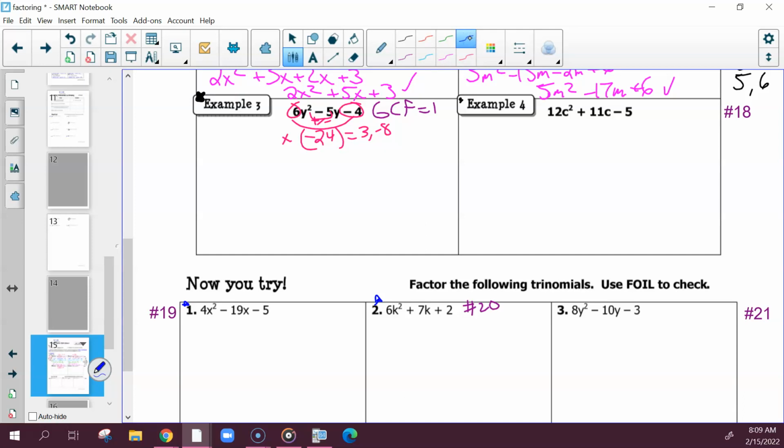So first and last term would stay the same. I'm going to put plus 3y minus 8y, and then go from there. And then we can start our grouping process.